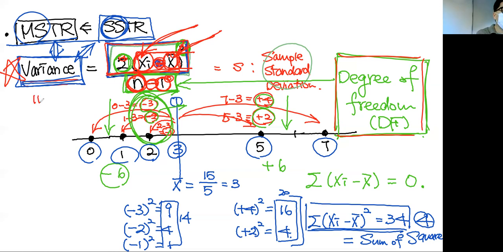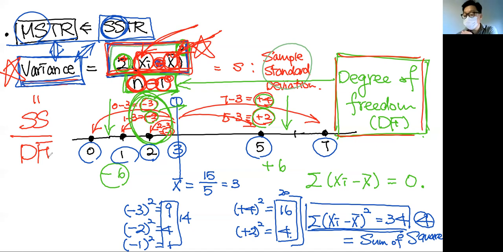So please understand the structure of the variance. Simply, the variance was: we took the sum of square in the numerator, divided by the degree of freedom. That is the variance. Now let me copy the form. The variance was defined as the sum of square over the degree of freedom.